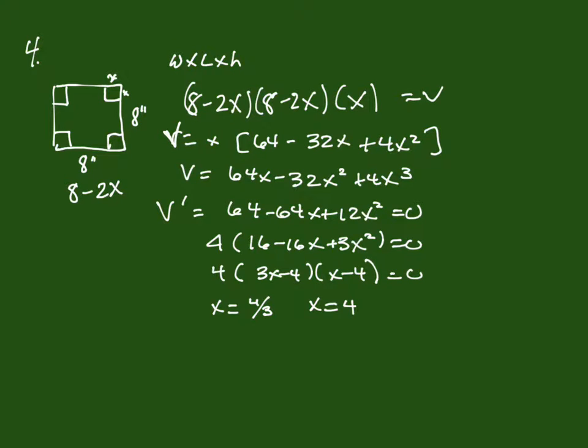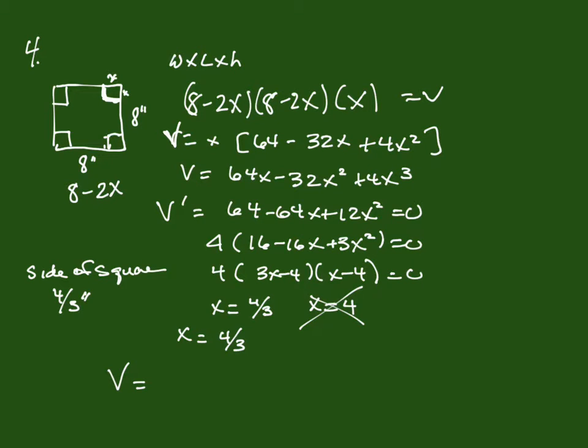Now look, x is the side of one of these squares. If I make the side 4 and the other one is 4, we have no box. So 4 is not a viable answer. It's too big. So x equals 4/3 would be our answer, and our volume is what they want. So the side of the square to be cut out is 4/3 inches.